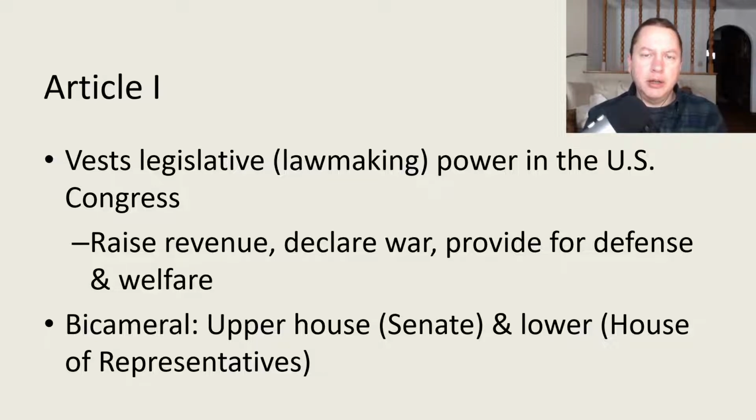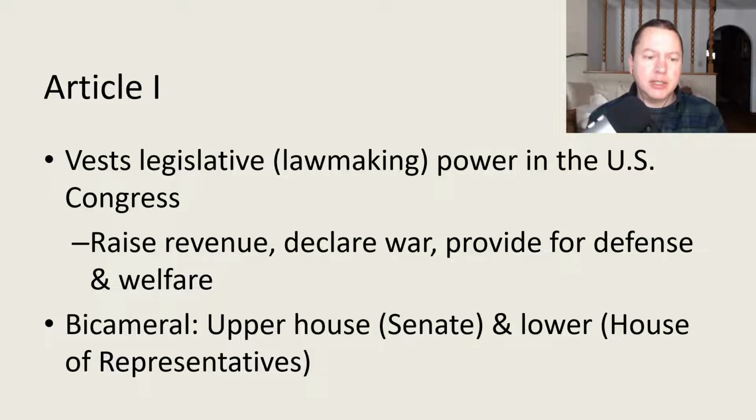So Article 1 of the U.S. Constitution vests all legislative, that is, lawmaking power in the United States Congress. If you read Article 1 and you get down to Section 8, there's actually a bulleted list of all the powers that Congress has. That includes raising revenue or taxes, declaring war, providing for the defense, and providing for general welfare. It also includes the ability to make laws respecting bankruptcy and naturalization and a bunch of other things.